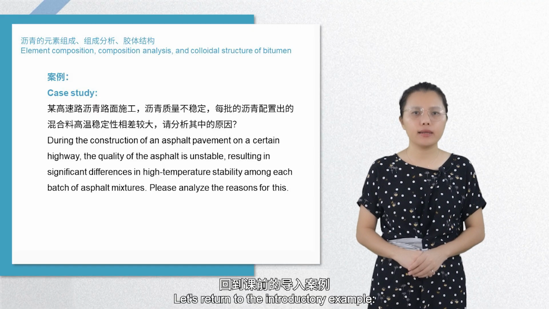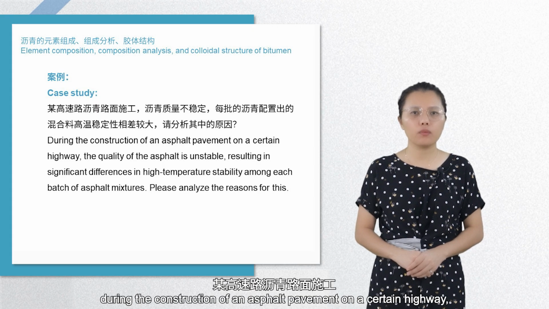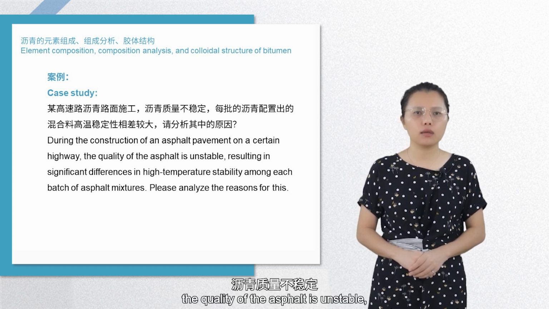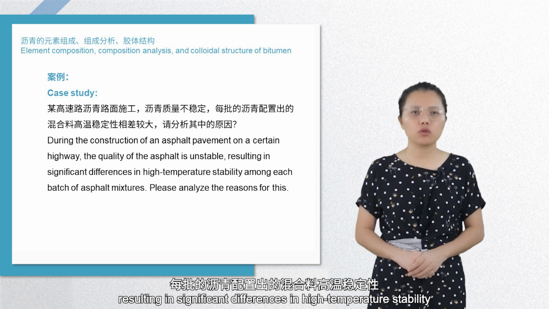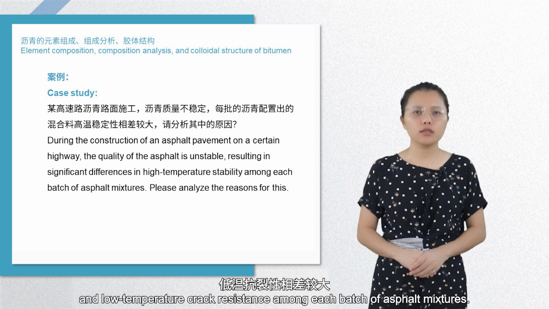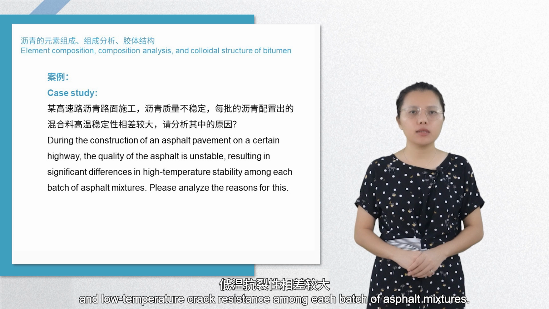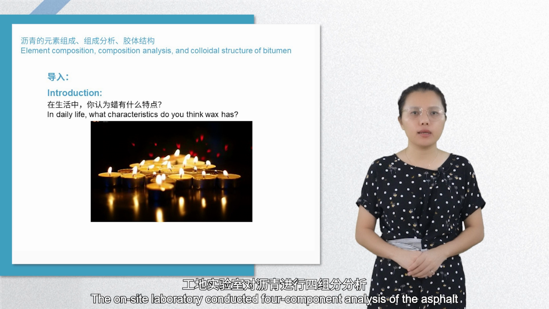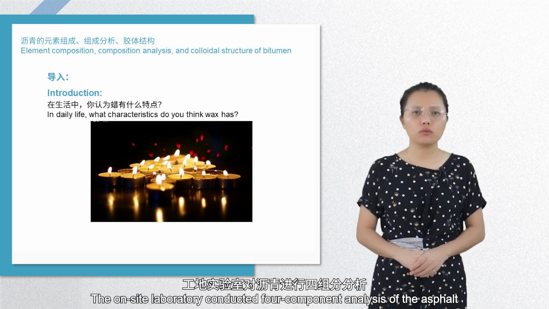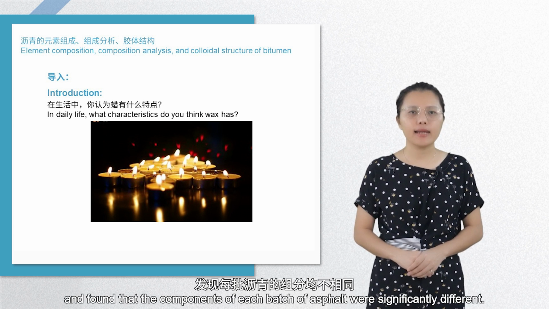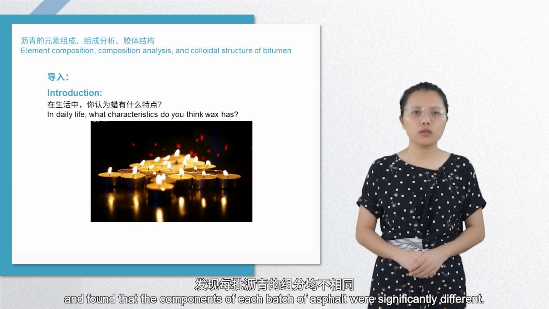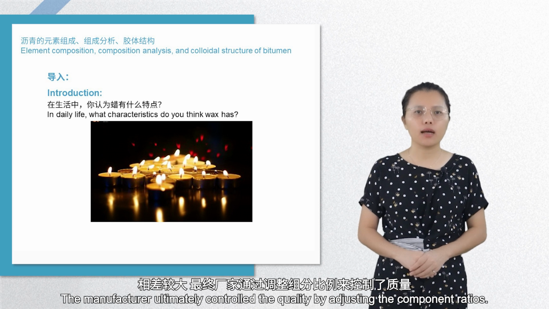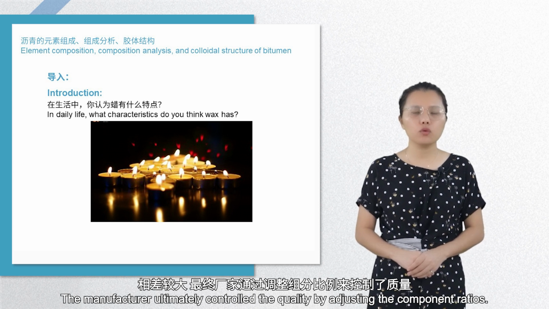Let's return to the introductory example. During the construction of an asphalt pavement on a certain highway, the quality of the asphalt is unstable, resulting in significant differences in high temperature stability and low temperature crack resistance among each batch of asphalt mixtures. Please analyze the reasons for this. The on-site laboratory conducted 4-component analysis of the asphalt and found that the components of each batch of asphalt were significantly different. The manufacturers ultimately controlled the quality by adjusting the component ratios.